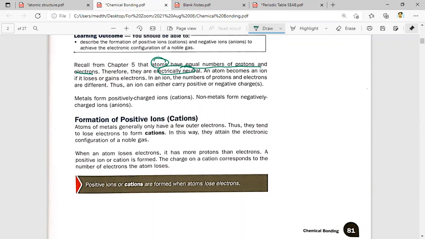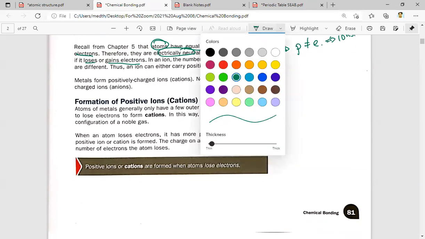An atom becomes an ion when it loses or gains electrons. When you lose or gain electrons, the number of protons will no longer equal the number of electrons, and when the protons no longer equal the electrons, we term them ions. Now, put a star over here.